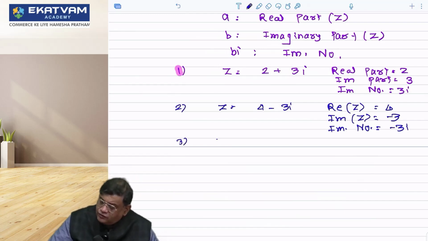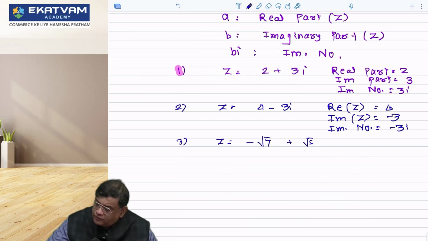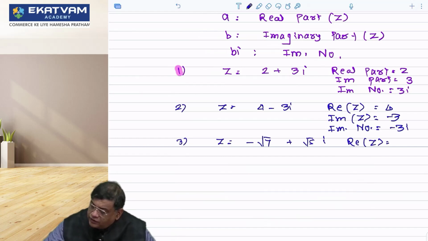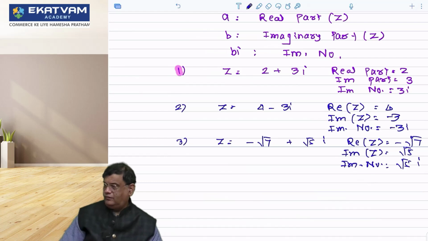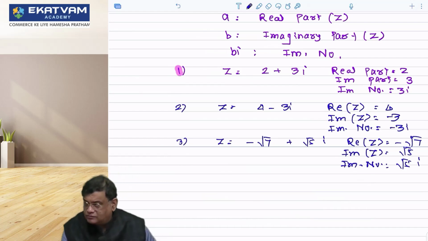If I ask you, Z is equal to minus root 7 plus root 5 into i, what is the real part of Z? It is minus root 7. What is the imaginary part of Z? That is root 5. And what is the imaginary number in that? That is root 5 into i. I hope this is clear now.